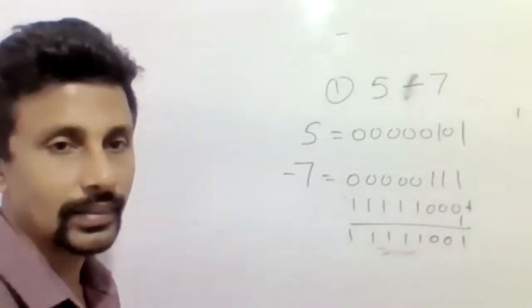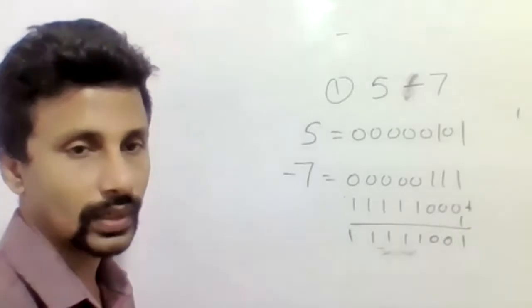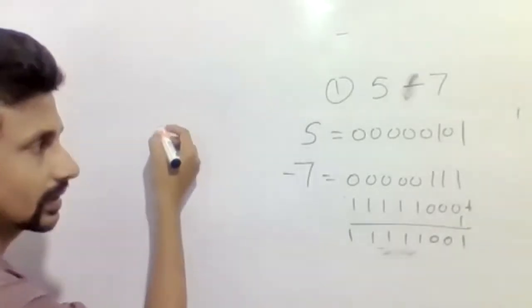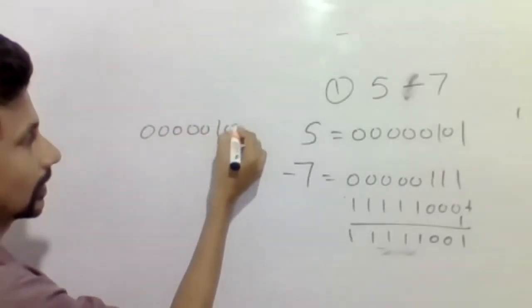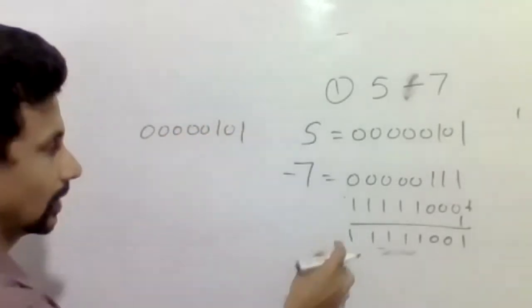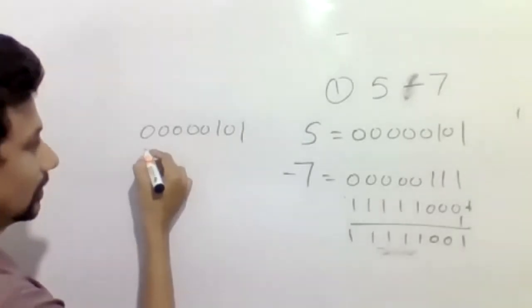So I am going to add them together. I will write it here: positive 5, my value, and minus 7, negative.